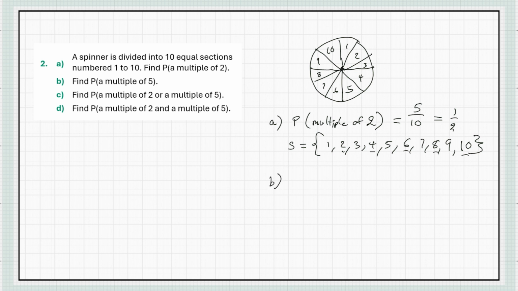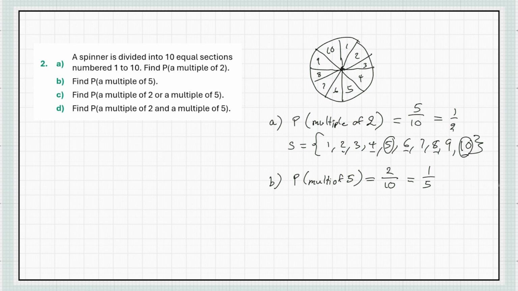If we look at B, probability of a multiple of 5. So what here is a multiple of 5? Well, 5 is a multiple of 5, 5 times 1, and 10 is a multiple of 5, 5 times 2. So there are 2 favorable outcomes out of a total of 10 outcomes. You can simplify this again to a fifth if you would like. Alright, let's look at the next one.